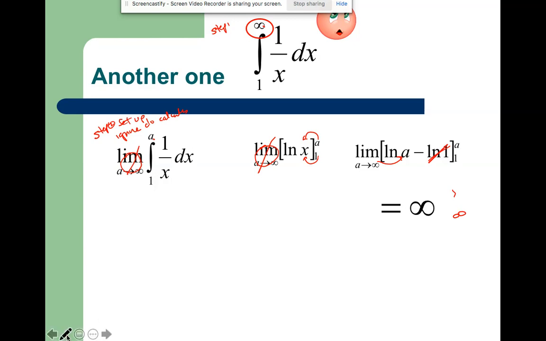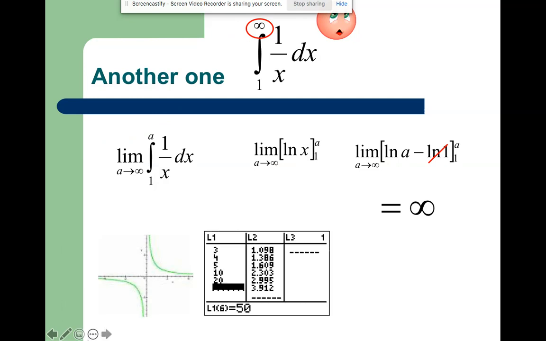So that answer was infinity. Is infinity a number? That limit was infinity. Is infinity a number? I don't think so. Therefore, this improper integral diverges.